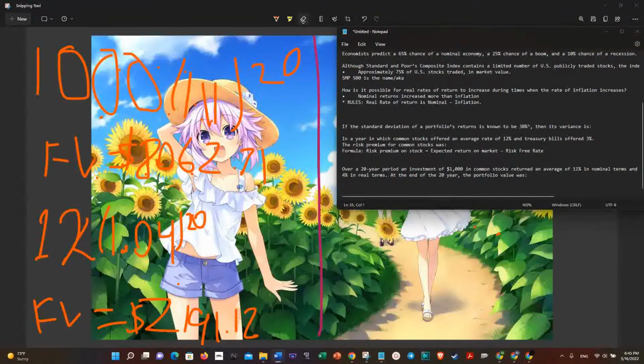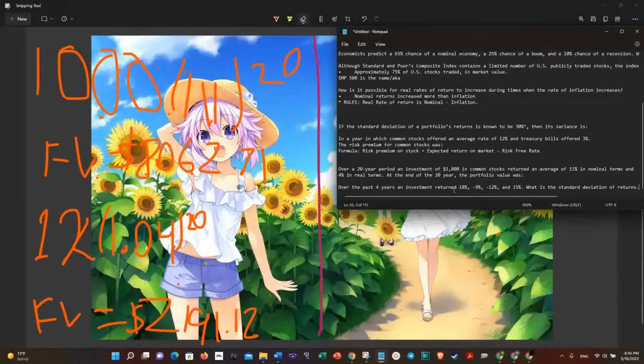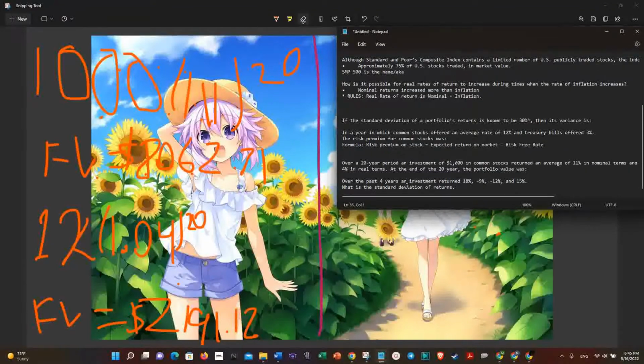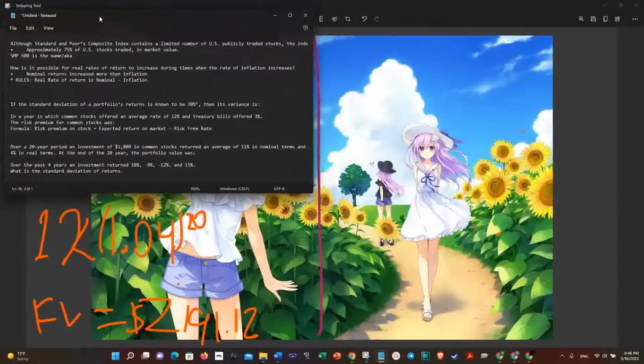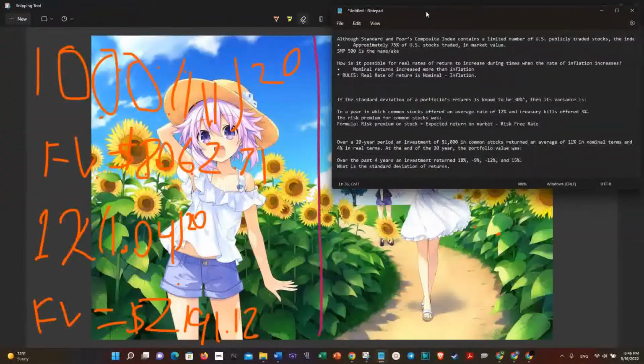Okay, next question. Over the past 4 years, an investment returned 18%, negative 9%, negative 12%, and 15%. What is the standard deviation of returns? Do you guys know why I shuddered here? Standard deviation is fine. That's a calculator problem. It's just the amount of steps.